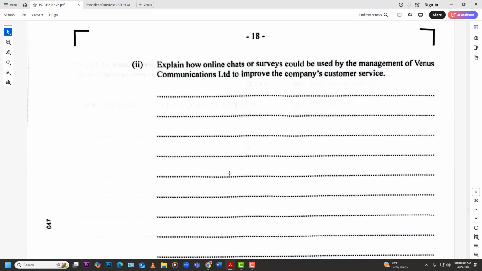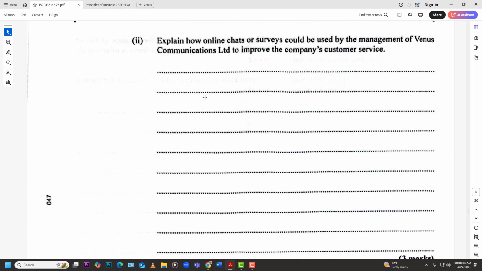The last question, still looking at the customer service. Explain how online chats or surveys can be used by management of Venus Communication Limited to improve the company's customer service. So we can look at this from 2 perspectives. One, by using online chats, you are able to show your customers that yes, you can reach me, you can contact me anytime if you have an issue. And so customers like that. They might be pleased to know that as a company, you're easy to contact, easy to reach when you have an issue. So that makes you look good in the eyes of the customers.